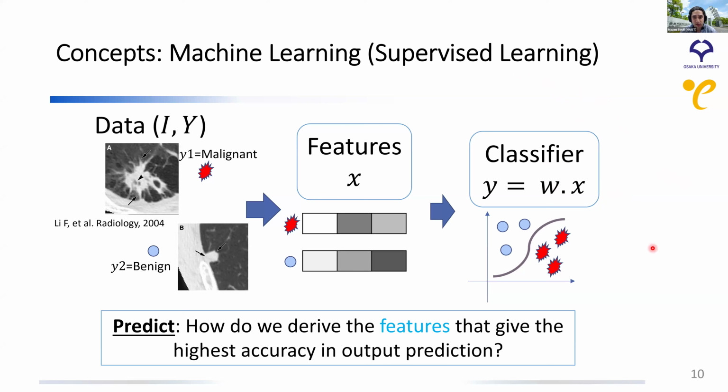with supervised learning. The main concept is that in supervised learning, which has special importance in our field as medical knowledge is really guiding a lot of our applications, assuming that we have two images, one having a label malignant and the other having a label benign, we want to extract features, which I'm showing here as X, that finally help us to build a classifier that can automatically predict either of these output labels from the input images. So the basic question is, how can we derive the features that give the highest accuracy in the output prediction?